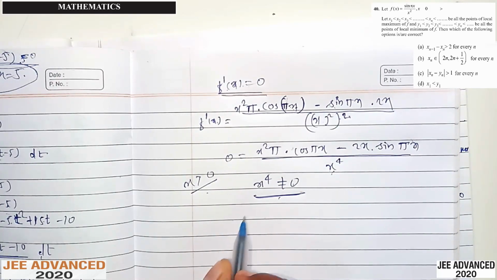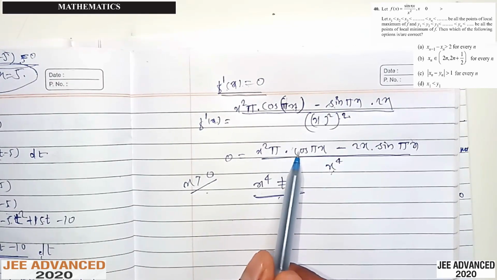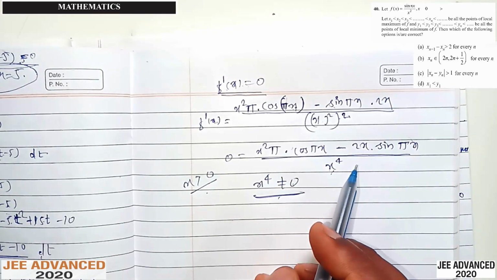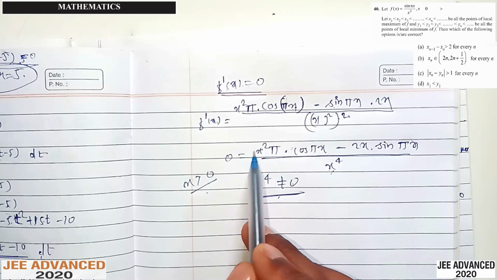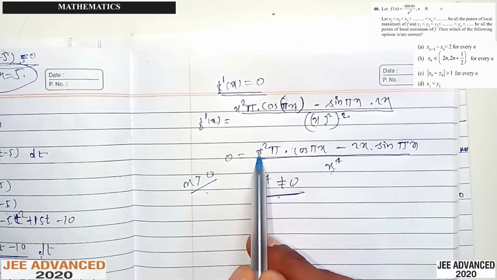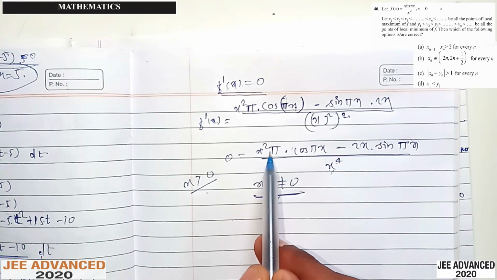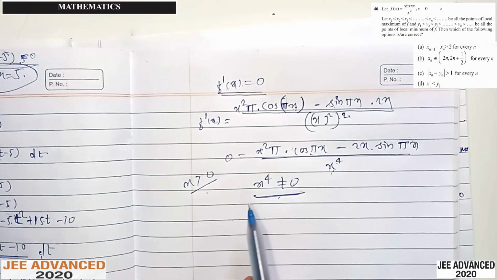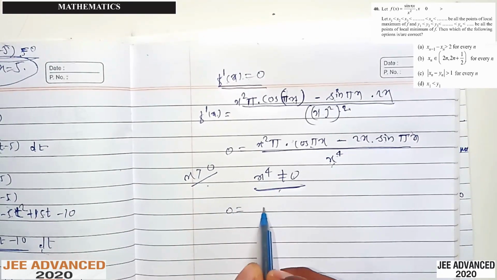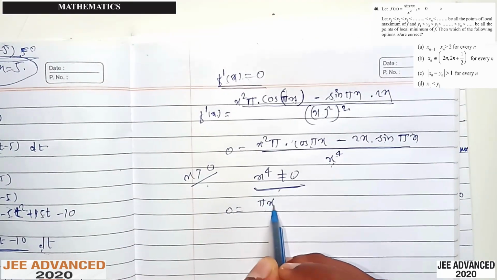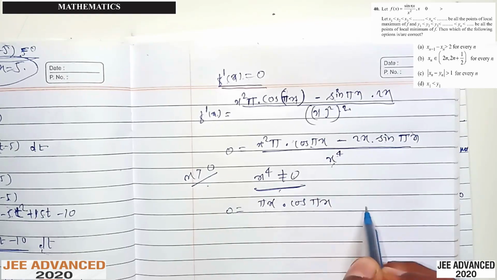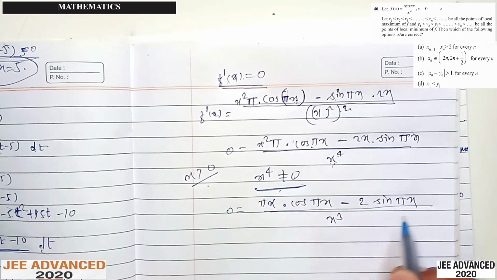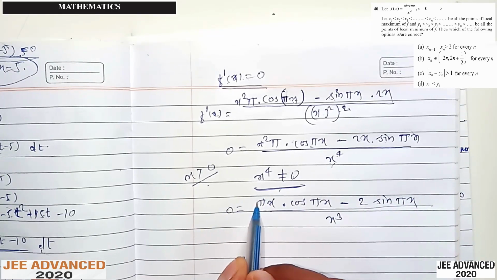So how can we write the next step? Take cos pi x common from this one. So take that x common first and cancel it with this x. That means we will get here pi x cos pi x minus 2 sin pi x upon x cube. So the next term is pi x into cos pi x minus 2 times sin pi x upon x cube. The fourth power gets cancelled with the x above.